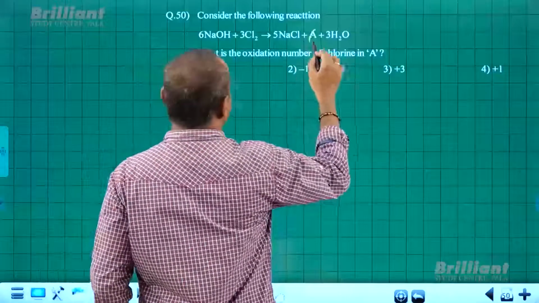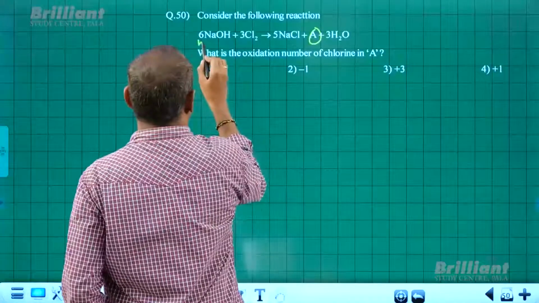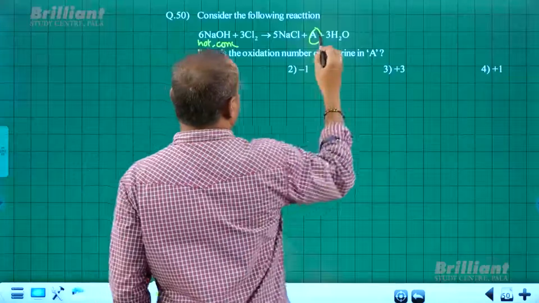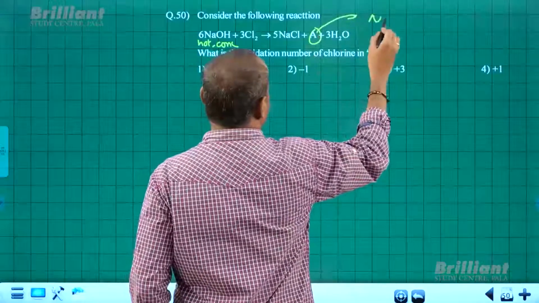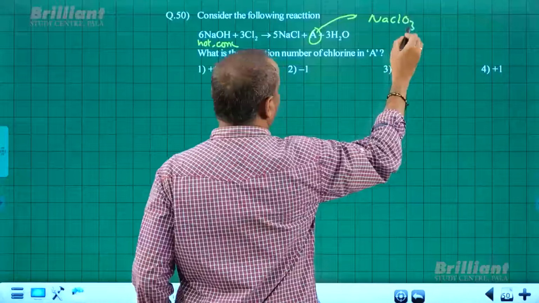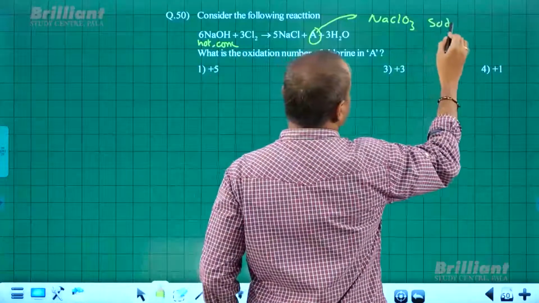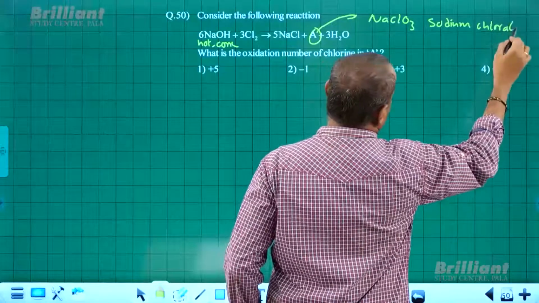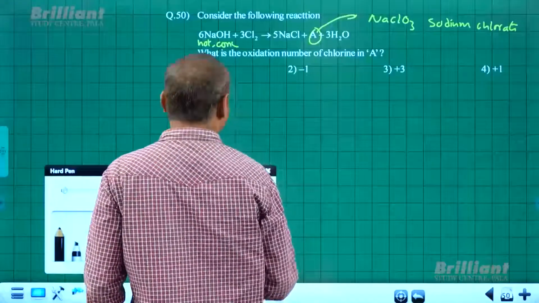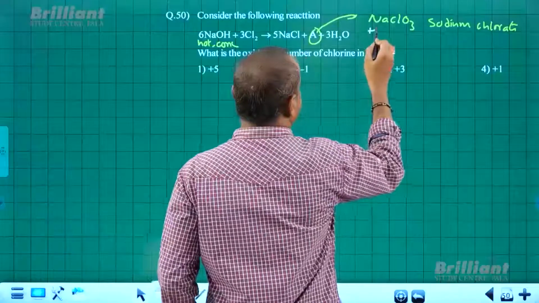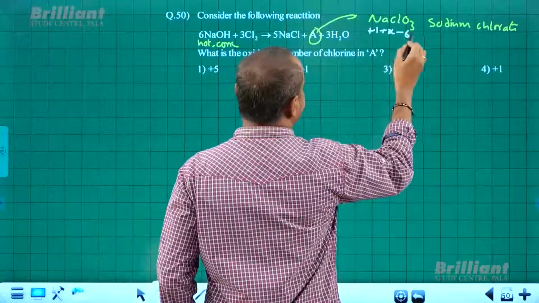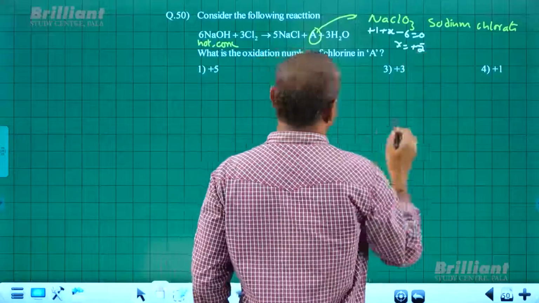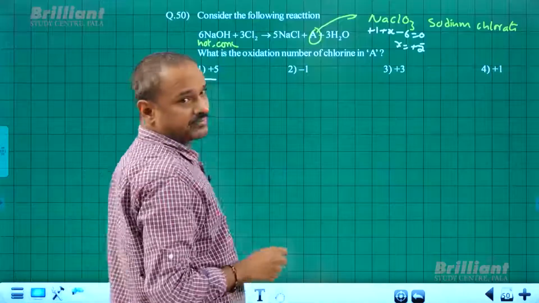This compound is nothing but hot and concentrated NaOH. A is equal to NaClO3, sodium chlorate. Oxidation number: +1, X minus 6 equals 0, X equals +5. Okay, thank you.